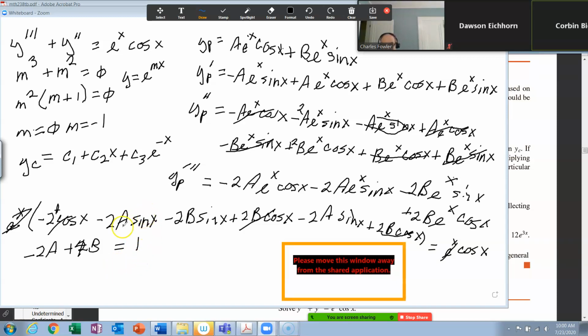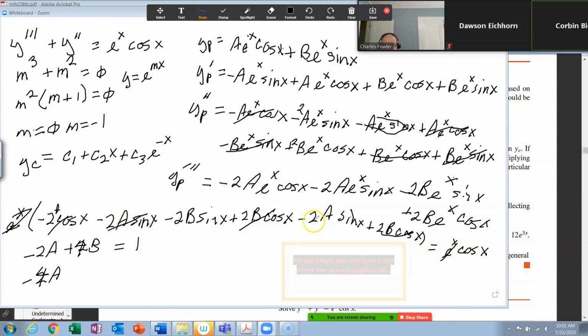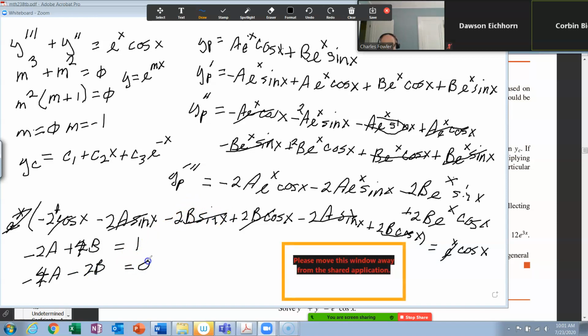Now, your sine x terms are minus 2a, oops, minus 4a, because we had minus 2a from here and a minus 2a from there, and then a minus 2b from here, that has to equal 0.